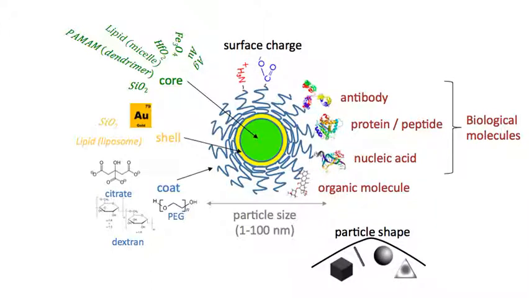Finally, nanoparticles can be made into many different shapes. These include not only spheres, but also cubes, rods, and triangles, to name a few. With so many parameters to choose from, what kind of nanoparticle would you design?